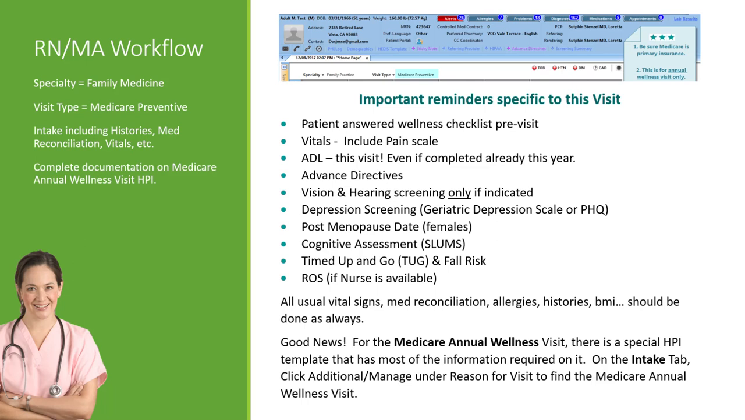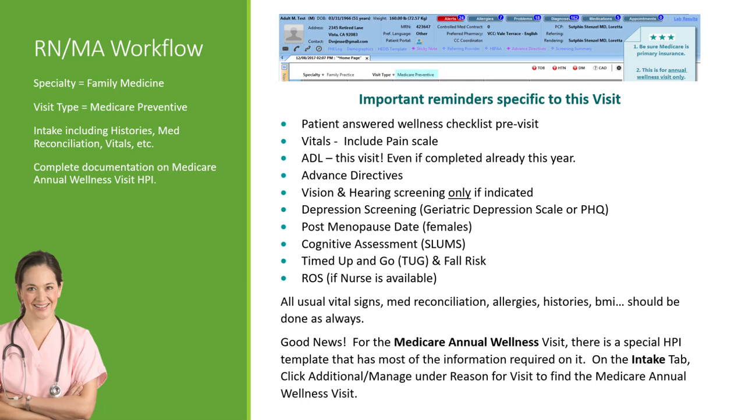This is very important. You can see a list here that there's other things that need to be considered for this type of visit. The patient has a pre-visit checklist. You're going to need to do vitals, as usual, activities of daily living. Even if it's already been done this year, activities of daily living are required for this physical. Advanced directives will need to be addressed. Vision and hearing screenings can be done if the patient is complaining of vision and or hearing issues. And then a depression screening will be done. This is a geriatric depression scale similar to the PHQ. In fact, the PHQ here is also acceptable.